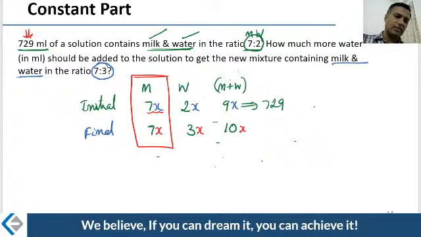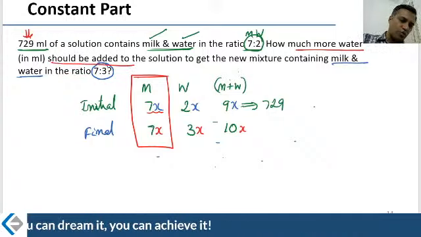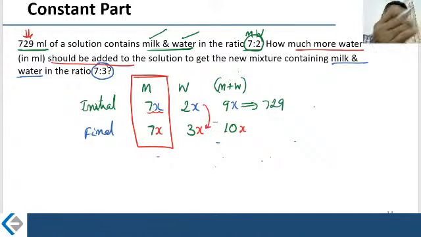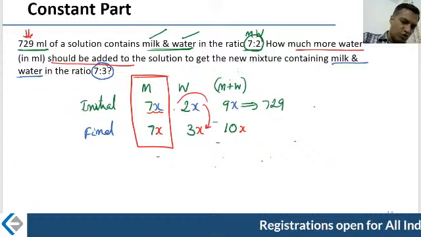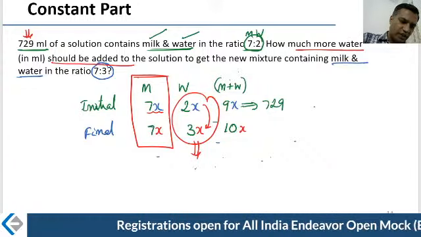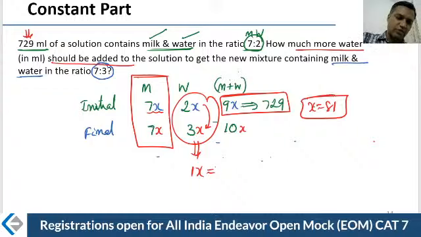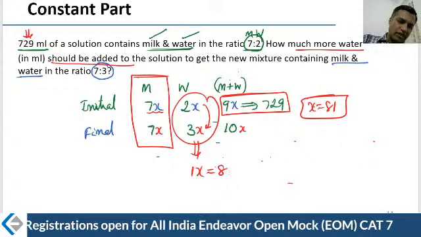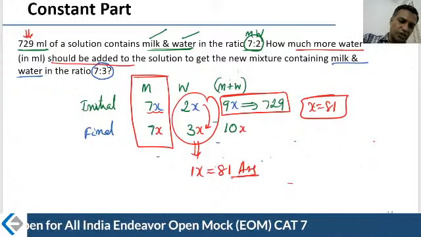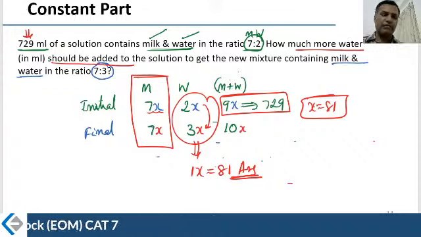Now look at this. How much more water should be added? How much water are you adding, guys? There is a 2x which is now becoming 3x. Therefore the water that you are adding is 1x quantity. So how do I get the x? 9x corresponds to 729, therefore x corresponds to 81. Therefore how much water did you add? 81. That's your answer. You just have to get the value of x there.